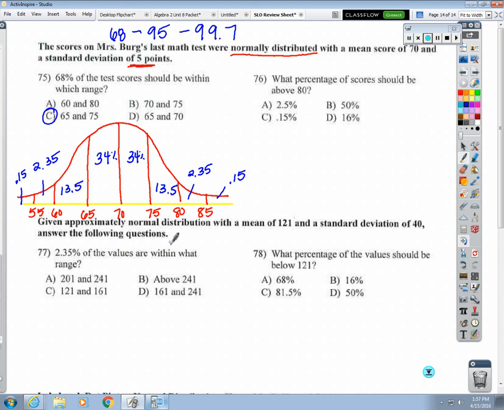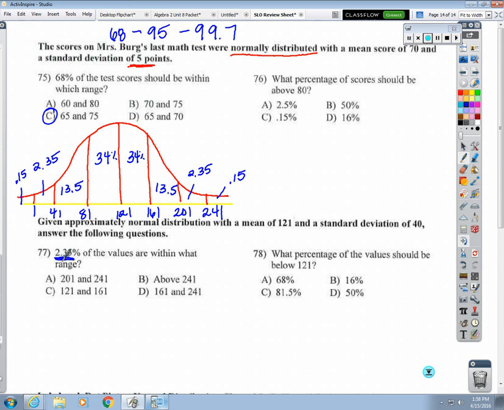Okay, given approximately normal distribution with a mean of 121 and a standard deviation of 40, answer the following questions. So isn't this the same exact kind of thing? So couldn't we use this bell curve again just with the new mean and the new deviation? So what will the middle number be this time? What will this number be? What will this be? And then what will this be?